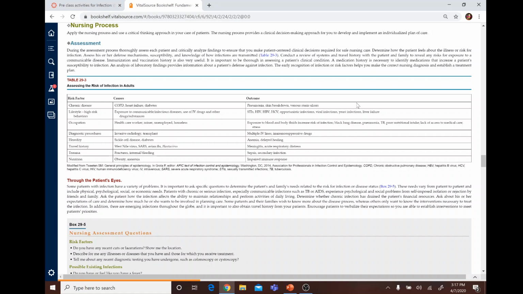So invasive radiology or transplant may lead to multiple IV lines and immunosuppressive drugs. So sickle cell disease and diabetes may lead to anemia and delayed healing. West Nile virus, SARS, avian flu, and hantavirus may lead to meningitis, acute respiratory distress. Fractures and internal bleeding may lead to sepsis and secondary infection. Obesity and anorexia may lead to impaired immune response.